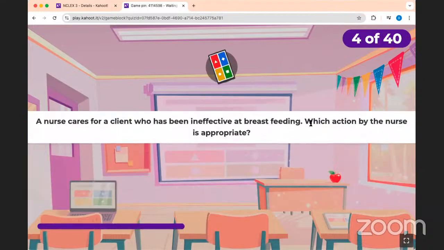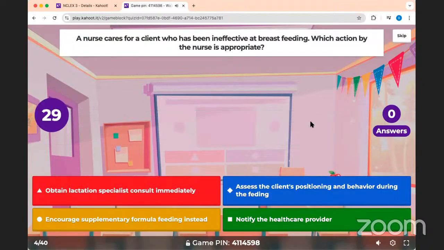But that's the concept. And next, the nurse cares for a client who has been ineffective at breastfeeding. Which action by the nurse is appropriate? Keyword: mother just had a baby, trying to breastfeed, having problems. What do you want to do? These are little things that you should be able to give out quickly without thinking too much.